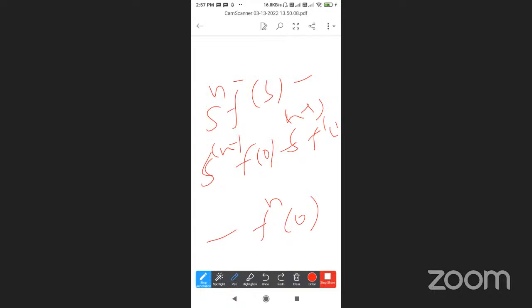Example 19. The Laplace transform of cos at is given. Deduce the Laplace transform of sin at. Very simple. What is the Laplace transform of cos at? We already proved it, the period being 2 pi over a.